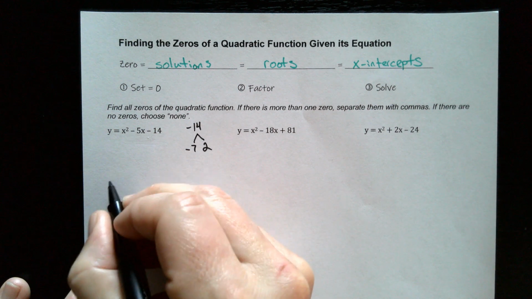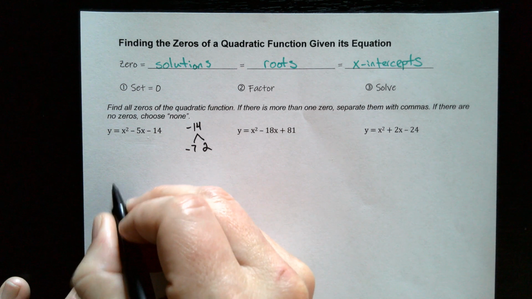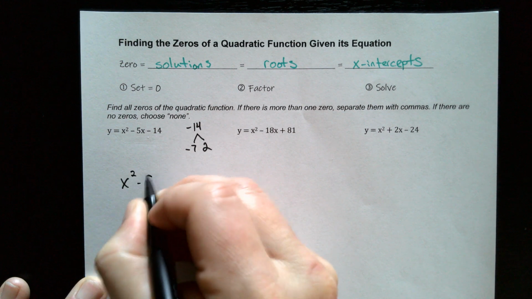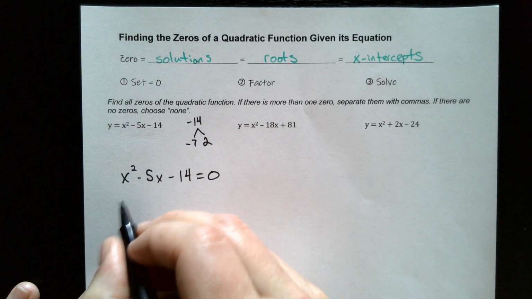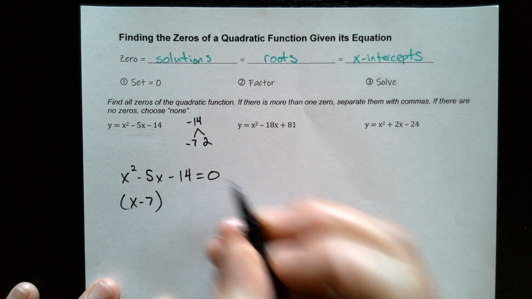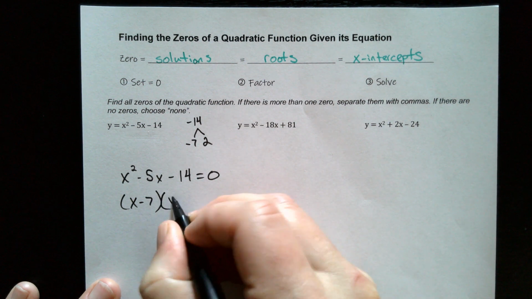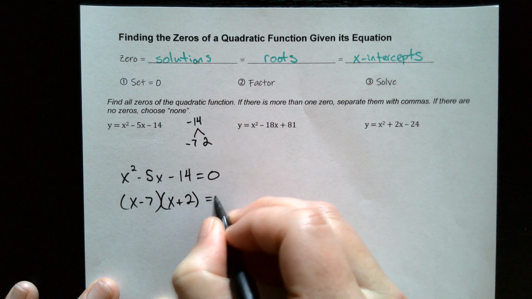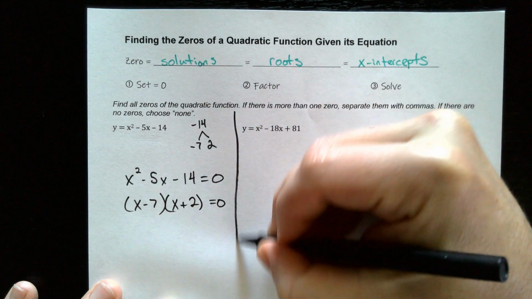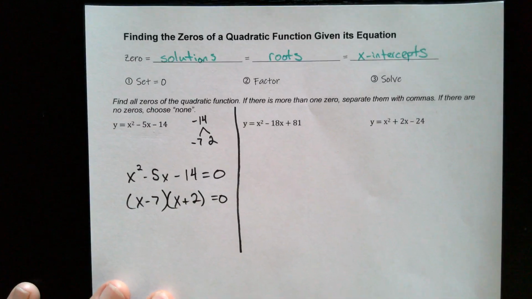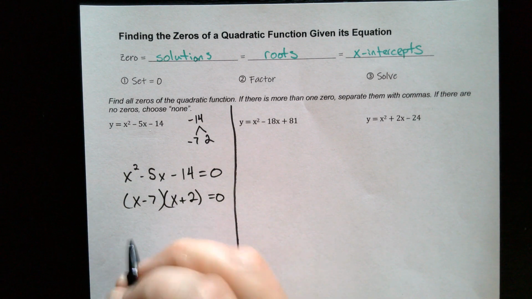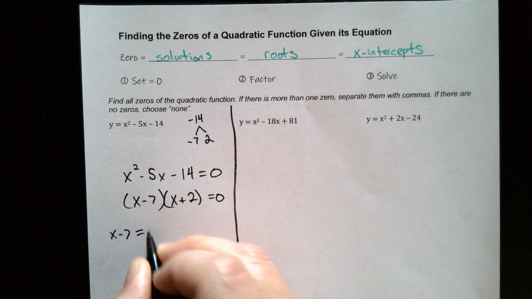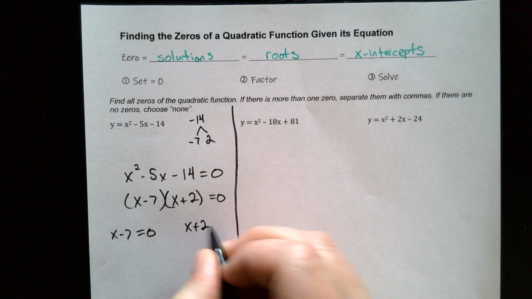So this factors into, well, let me set it equal to 0 first. x squared minus 5x minus 14 equals 0. And now we can factor it into x minus 7 and x plus 2 equals 0. The zero product property tells us that when we factor something like this into factors that are set equal to 0, we can set both of them equal to 0 and solve to get two solutions.